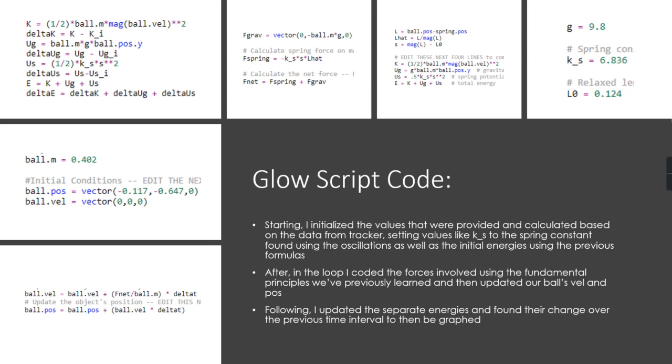After this, in the loop, I coded the forces involved using the fundamental principles we've previously learned and then updated our ball's velocity and position. Following this, I updated the separate energies and found their change over the previous time interval to then be graphed. And here is where it's all shown.